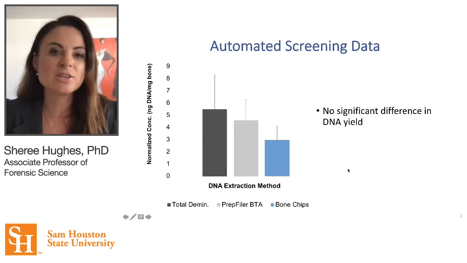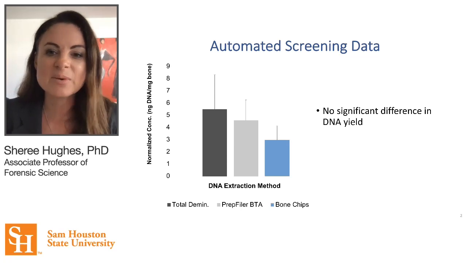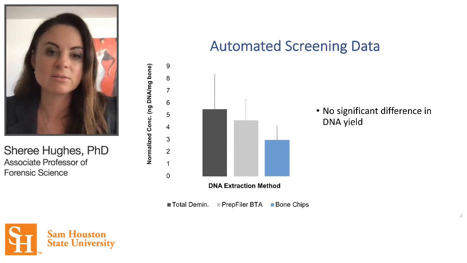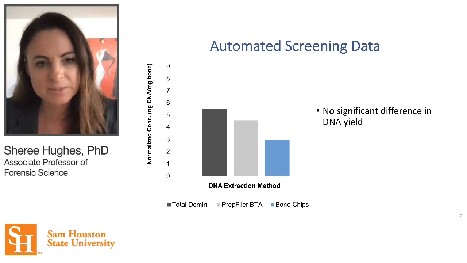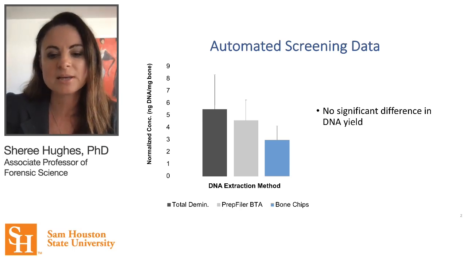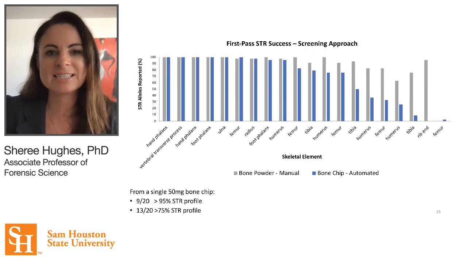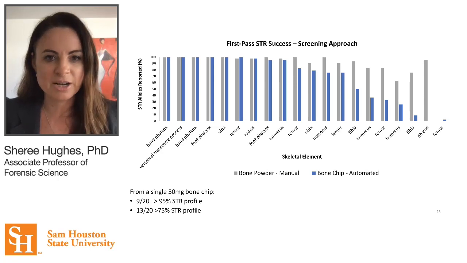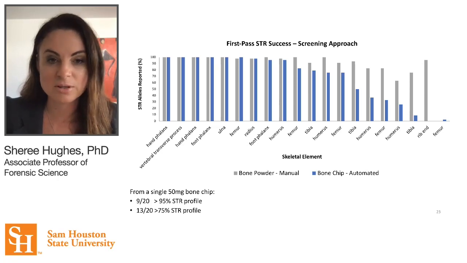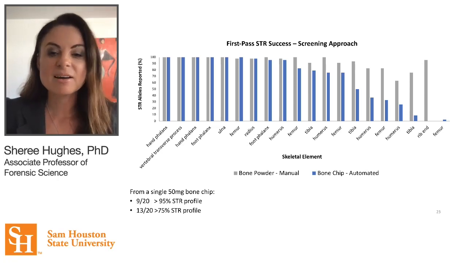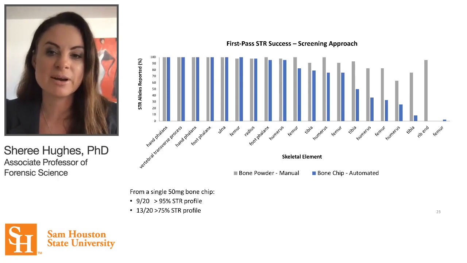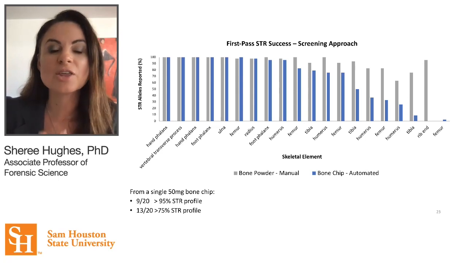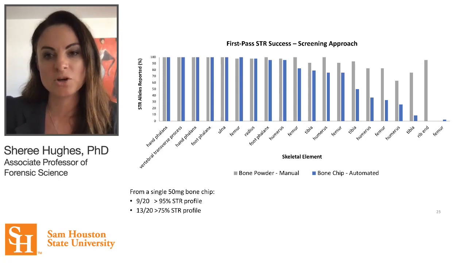So what we found using this automated screening method with the chip is that we didn't find any significant difference in DNA yield. As you can see, there's a trend for less from the chips compared to our control methods. But when we looked at the STR success, we did see a slight variation in our results. So as you can see, powder versus the bone chip, we did have more samples generating more complete STR profiles using the full bone powdering and manual method.